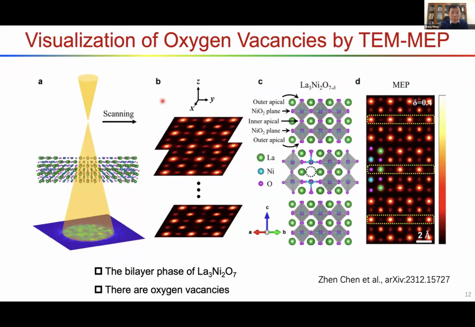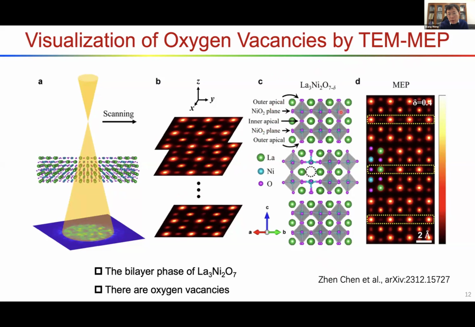Okay, so I showed you the studies based on diffraction methods, but what's the structure if we measure with the TEM method? Our collaborator, Professor Zhen Chen, used TEM and MED methods to study our single crystal, and they see very clearly that the samples are a binary phase. But there is also oxygen mixing on the inner apical oxygen site.